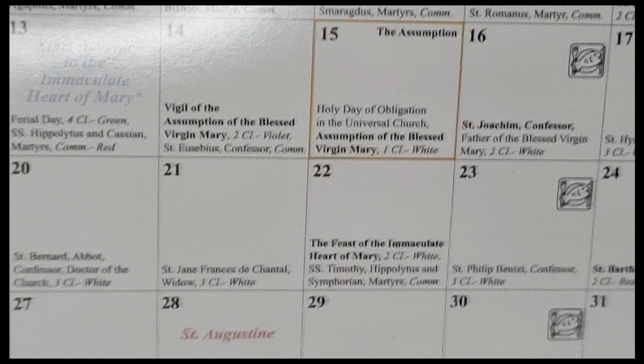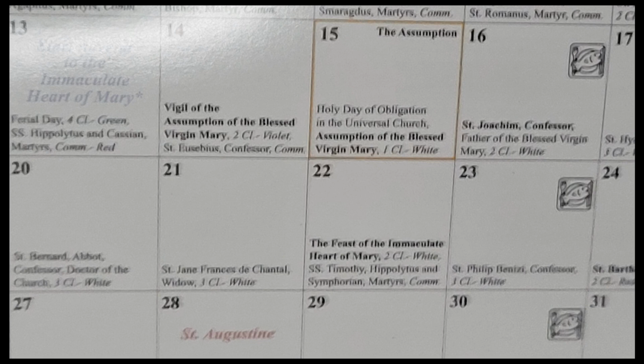So let's just take a look and see what kind of information is on here. If you look at the top, you'll see the 15th is the Feast of the Assumption. This is a snippet from August. You'll see it's a holy day of obligation. That's what the calendar tells you. It tells you the feast name, the Assumption of the Blessed Virgin Mary. And it says 1 CL. That means it's a first class feast. And the white after that tells us that the vestments will be white for this day.